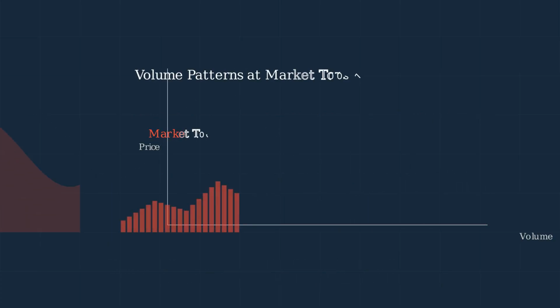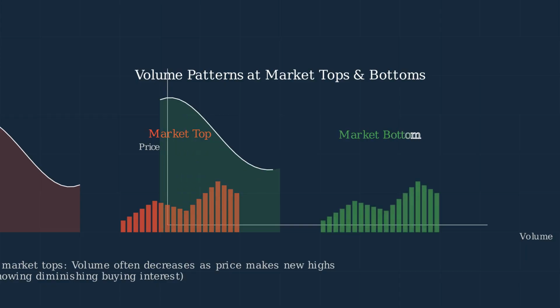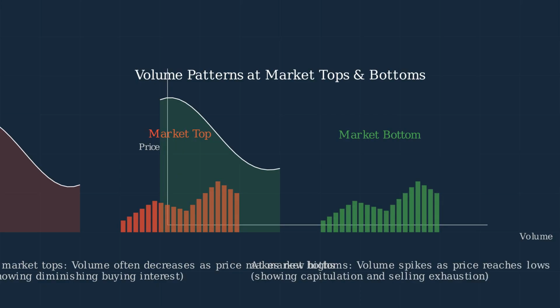Volume patterns at market tops often show diminishing buying interest as prices make new highs. This divergence is a warning sign. At market bottoms, we often see volume spikes as sellers capitulate. This shows selling exhaustion and potential reversal.